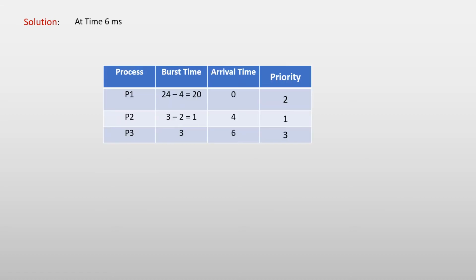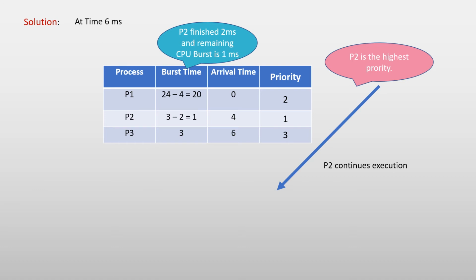Next, at 6 milliseconds, process P3 arrived into the system. At this time, P2 had already finished 2 milliseconds of its task and 1 millisecond remained. And if you see, the highest priority out of all three is again P2. So P2 continues its execution and it finishes at 7 milliseconds. At this time, P2 goes out of the system.